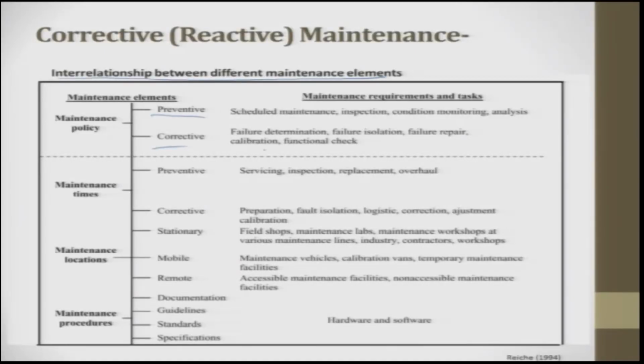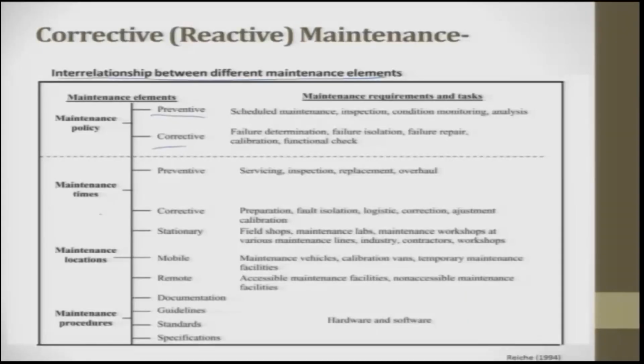Corrective is the moment the failure has happened. So, failure determination, failure isolation, failure repair, calibration and functional check are part of the tasks to be done. In a car, say the wiper motor conks off. You just strip off the wiper motor alone, take it to a shop, replace the motor and start going. That is corrective. You are isolating the system from the rest. Okay. Next is maintenance items.